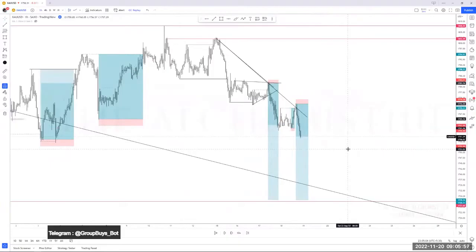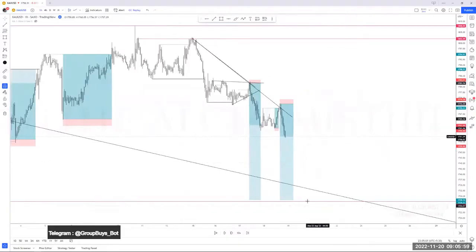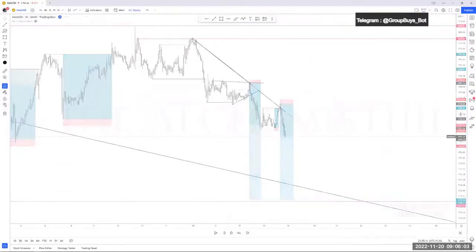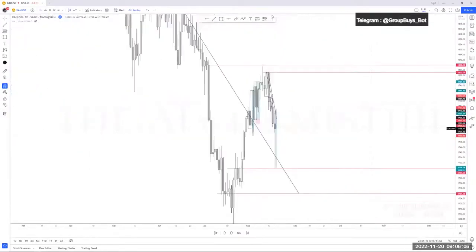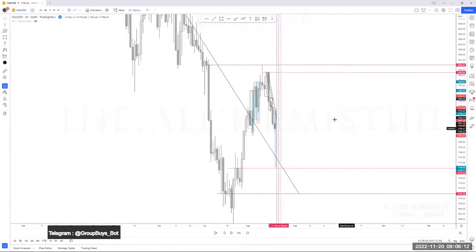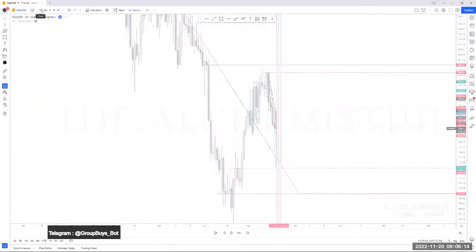Okay, so then what do you do? Until it gets into these areas once again, you're going to keep on selling it, right? Let me put some vertical lines on the daily time frame, so that when that vertical line comes, we can switch to the daily time frame. Now let's go to the lower time frames.